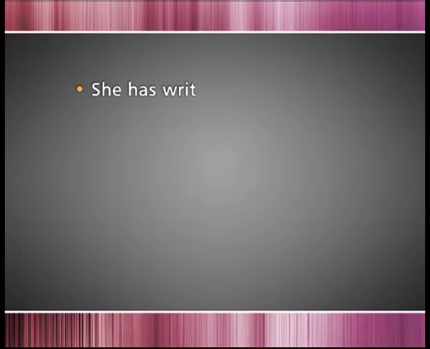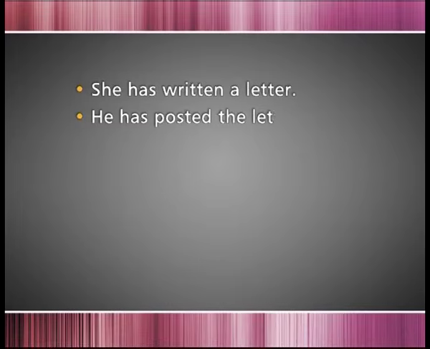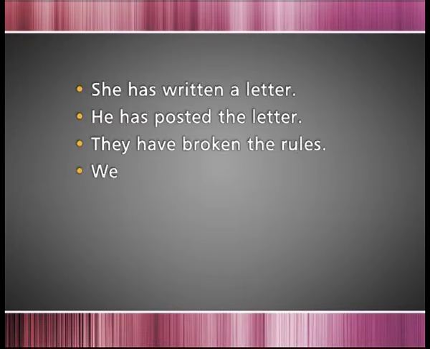The past participle form. This is the form the verb takes when it combines with the auxiliary have to form the present perfect or the past perfect tense. For example, she has written a letter. He has posted the letter. They have broken the rules.